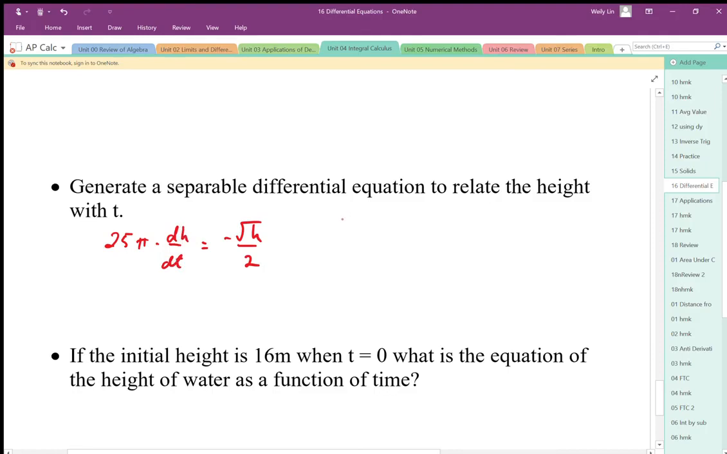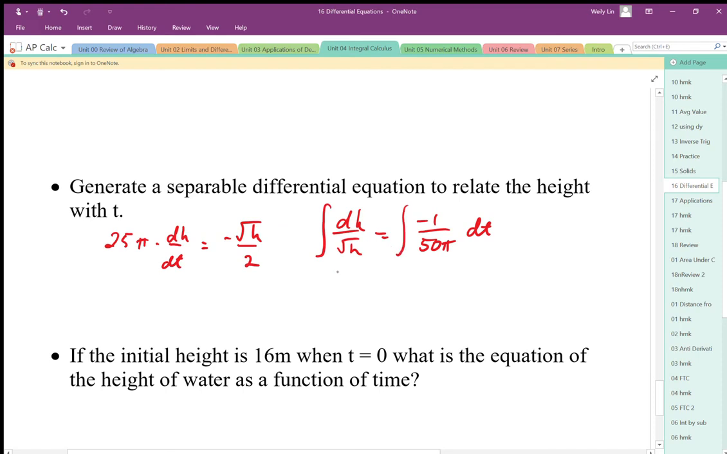So this is going to end up being dh over root h is equal to negative 1 over, it looks like, 50 pi dt. So I separated my variables. I need to make sure the dt goes on the other side. And now I can integrate both sides of this.